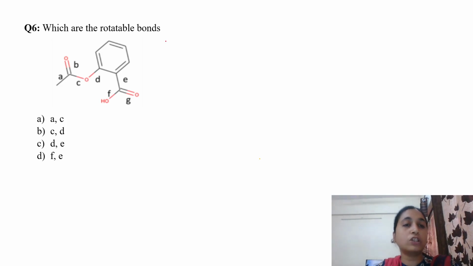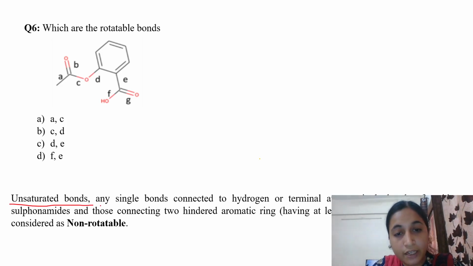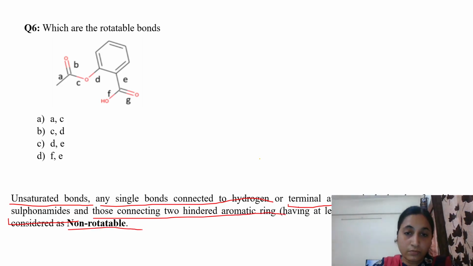Which are the rotatable bonds? So let us first understand which are the non-rotatable bonds. Unsaturated bonds, any single bonds connected to hydrogen or terminal atoms, single bonds of amides, sulfonamides, or those connecting two hindered aromatic rings are considered non-rotatable. Okay, so now we will see in this structure. Let's see A. A has terminal atoms. It is a terminal atom, so it won't be a rotatable bond.